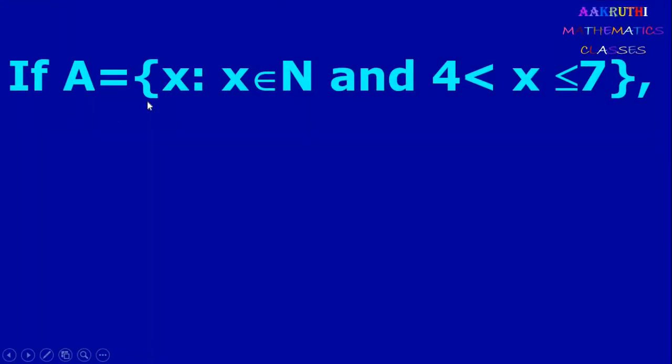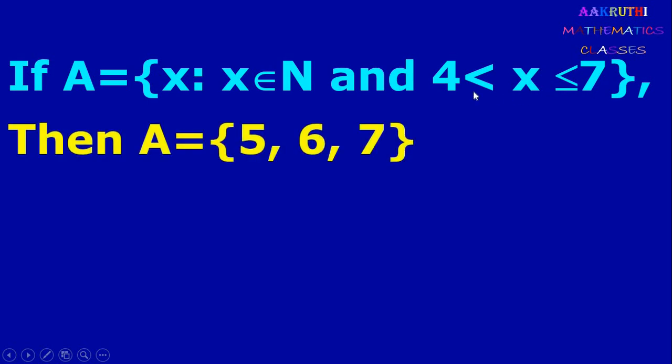So next consider A equal to set of all x such that x belongs to N and x is greater than 4 and less than or equal to 7. Now here we have to write natural numbers more than 4 but less than or equal to 7. Which numbers? It is 5, 6, 7. Now here 7 is also included but 4 is not included. It is given x is greater than 4 but it is less than or equal to 7. We have to write all the elements more than 4 but less than or equal to 7. It is 5, 6 and 7.